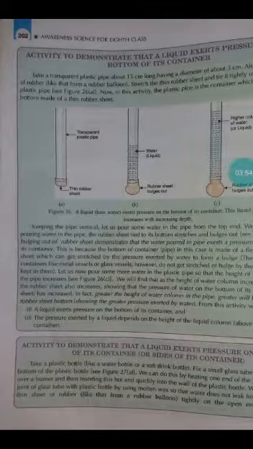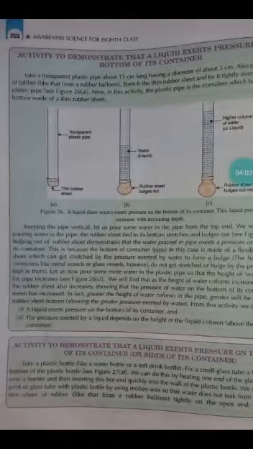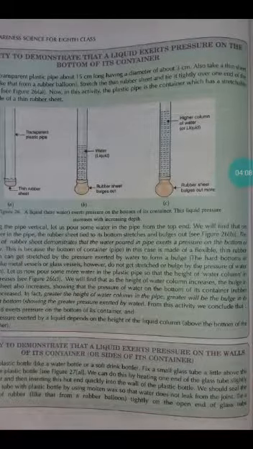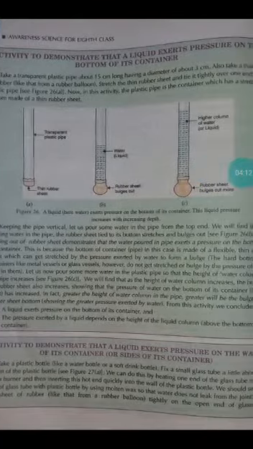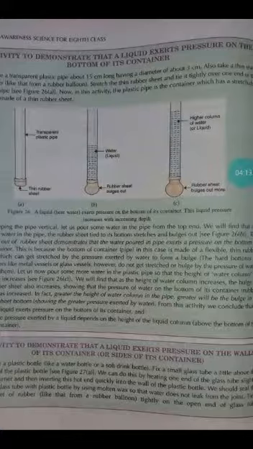The bulging out of rubber shows what? The bulging out of the rubber sheet demonstrates that water poured in the pipe exerts some amount of pressure on the bottom of its container. This is because the bottom of the container in this case is made of a flexible thin rubber sheet which can be stretched by the pressure exerted by water. So we are seeing that water exerts some amount of pressure at the bottom.